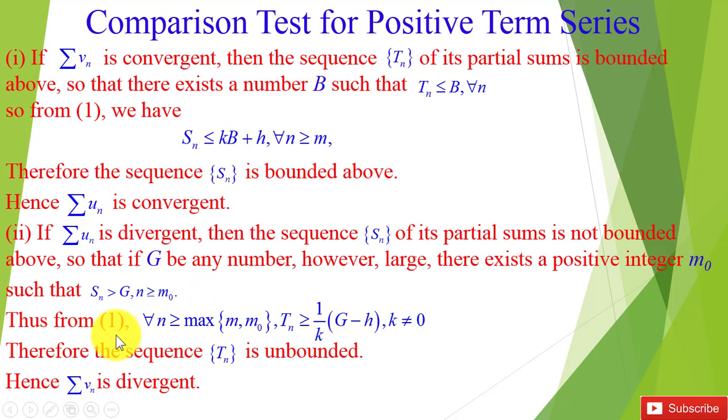Thus, from equation 1, for all n greater than or equal to maximum of m and m0, Tn is greater than or equal to 1 by k into g minus h, where k is not equal to 0, which is given. Therefore, the sequence Tn is unbounded, because Tn is greater than or equal to this quantity and g is a very large number. Hence sigma vn is divergent.